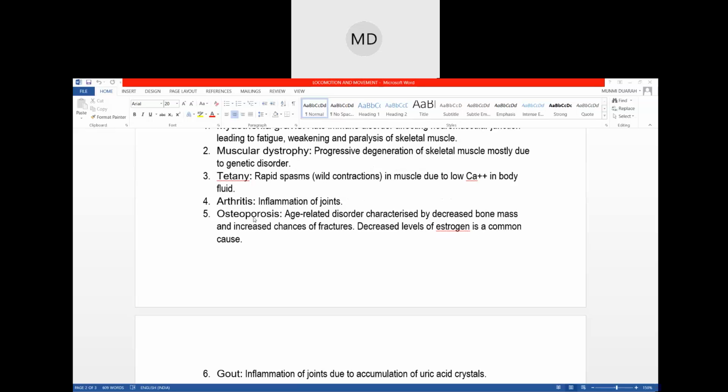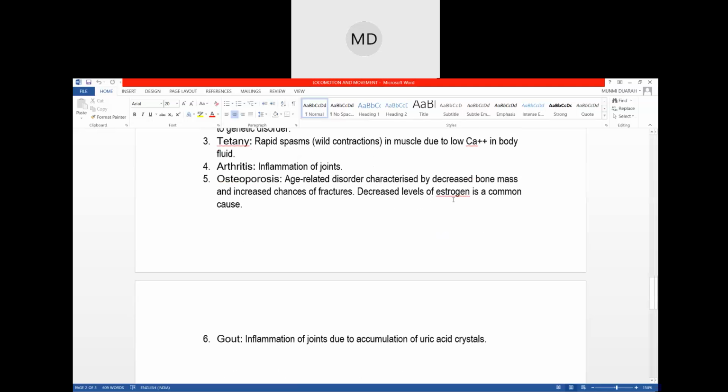What happens here also? The calcium ion concentration becomes less, and then the bones become weak. The bone will become weak, and when you fall, the bone will break. The bones become very, very soft. Normally the structure of the bones becomes soft.